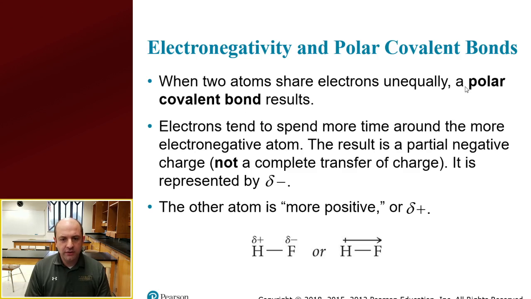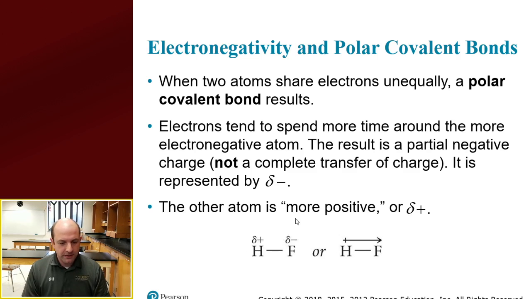When electrons are equally shared, it's a non-polar bond. When it's unequally shared, we say it's polar. Usually the electronegativity difference needs to be at least 0.5 or so to be considered polar. Then, like we said, electrons will spend more time at the more electronegative atom. That gives it a partial negative charge. It's not completely negative, it's partially negative, represented by a lowercase delta minus. The other atom is a little bit positive, partially positive, so delta plus there.